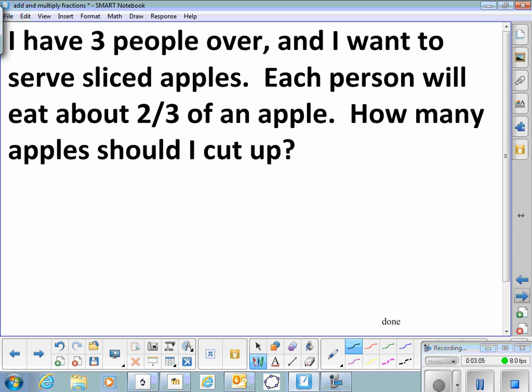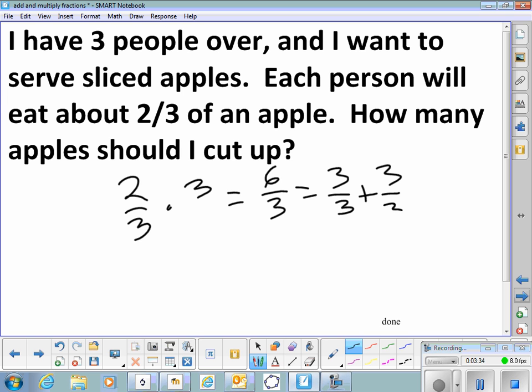So let's say I have 3 people over and I want to serve sliced apples. Each person will eat about 2/3 of an apple. How many apples should I cut up? Well, 2/3 times 3 is 6/3. You multiply the 2 and the 3 on the top. That could be written as 3/3 plus 3/3, which equals 1 plus 1, which equals 2. So I would need to cut up 2 whole apples.